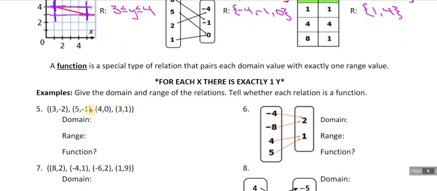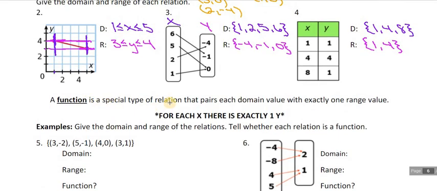Okay, moving along to our definition again of a function. A function is a special type of relation that pairs each domain value with exactly one range value. So every x has exactly one y.